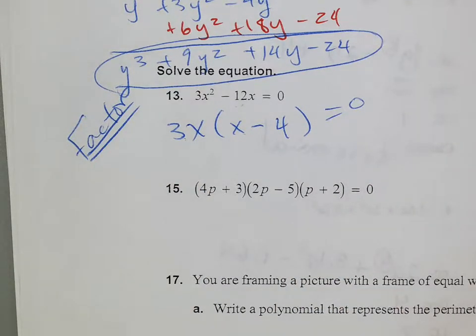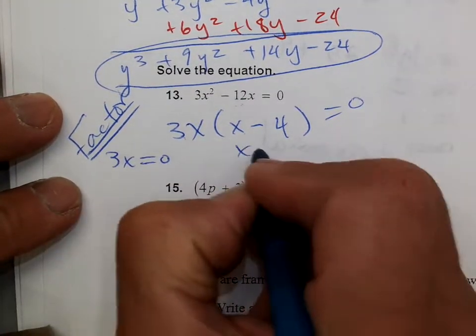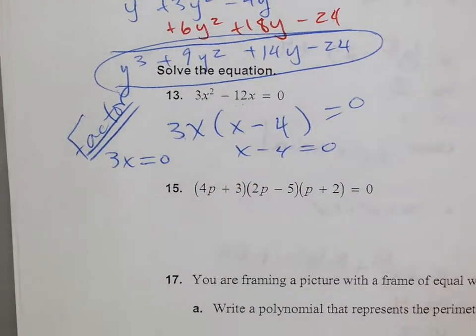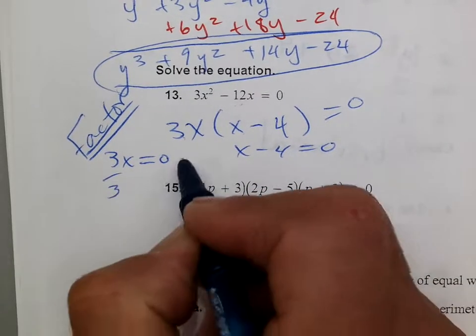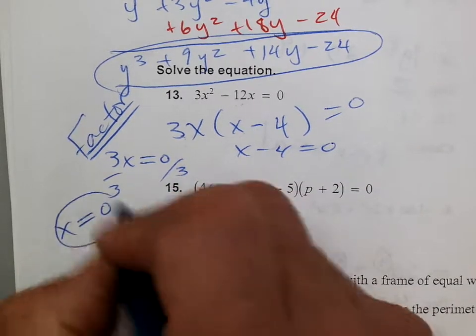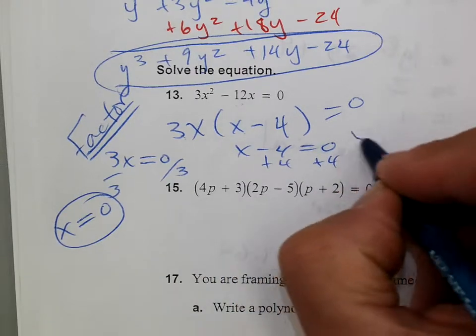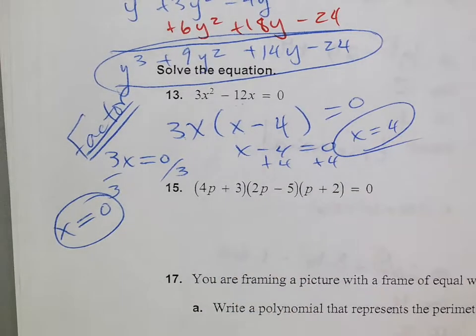Okay, now, 2 x's, 2 answers, right? So I'll have a 3x equals 0, and we'll have an x minus 4 equals 0, right? And we'll just solve. Divide by 3, divide by 3, 0 divided by 3 is 0. X equals 0 is one answer. Plus 4, x equals 4 is the second answer, okay?